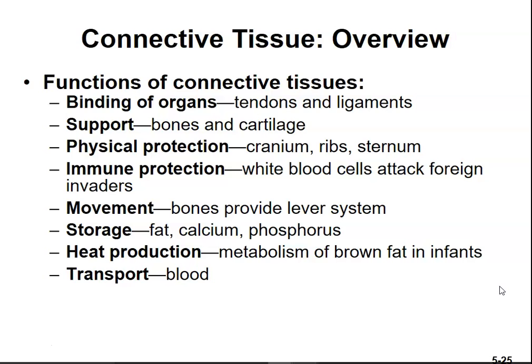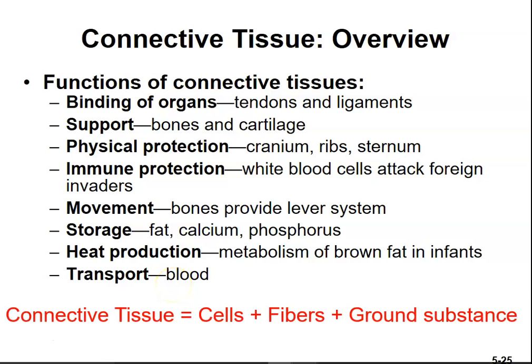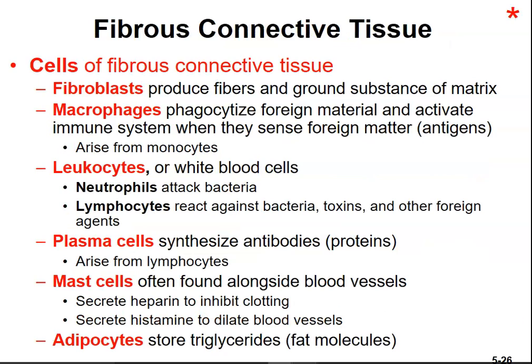The connective tissue can also produce heat. For example, the brown fat in the infants has a function of heat production. We mentioned earlier blood is also a type of connective tissue, so blood can transport oxygen and the nutrients. When we study connective tissues, we need to pay attention to 3 components within those tissues: cells, fibers, and the ground substances. The first type of connective tissue is fibrous connective tissue.